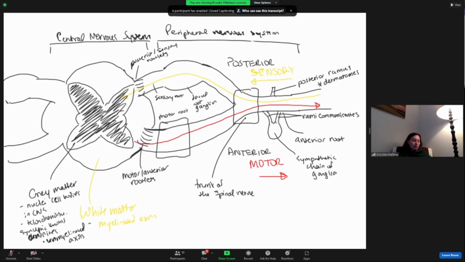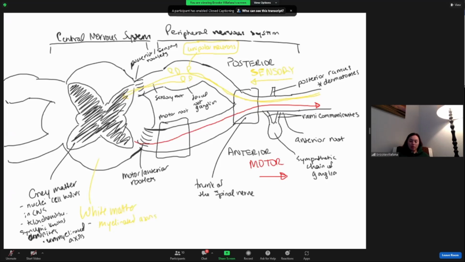All right, so as sensory information comes in the back part of the spinal cord, we remember that we said that sensory neurons are our unipolar neurons, right? So in here, these are unipolar neurons. Unipolar neurons are found in the peripheral nervous system, right? This whole section is the peripheral nervous system.